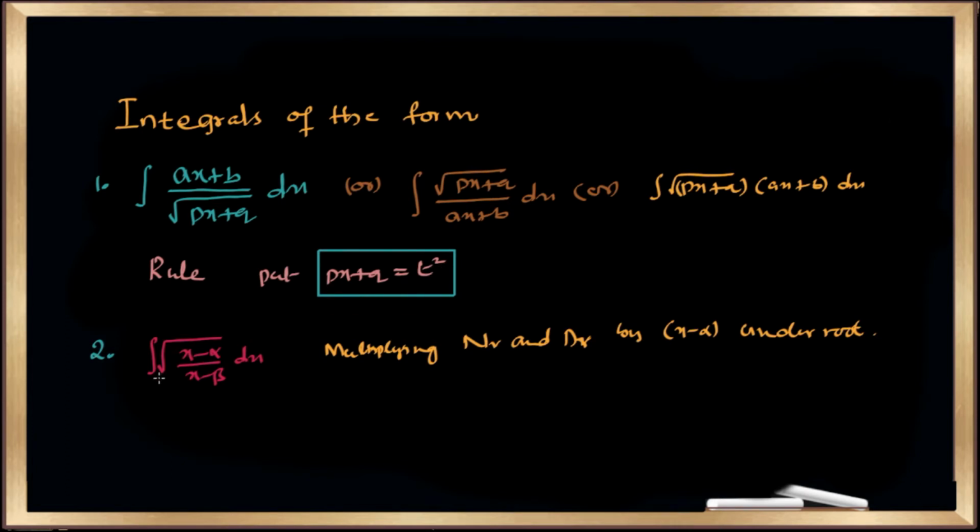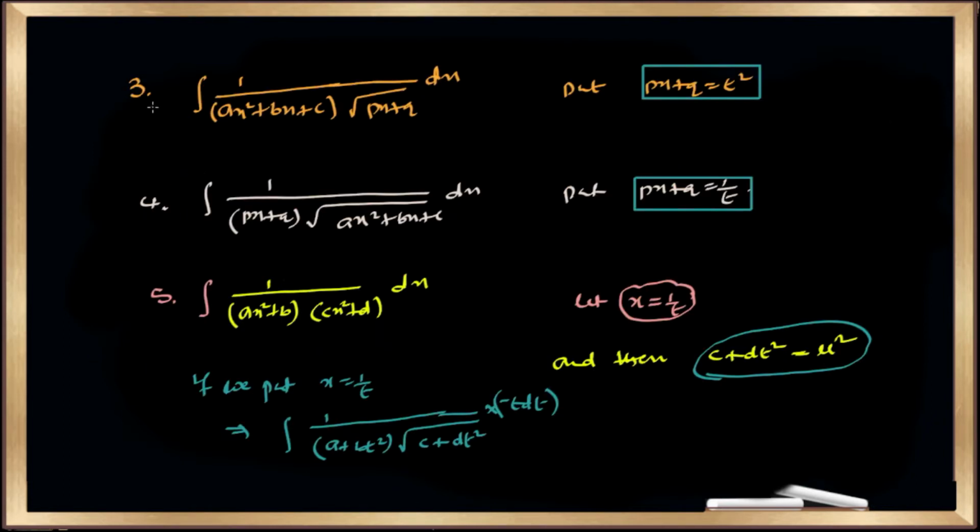Now the second type is integral √(x−α)/(x−β) dx. So multiply the numerator and denominator by √(x−α), then simplify. Now the third type is integral 1/((ax²+bx+c)·√(px+q)). So 1 by quadratic into root over linear. So put linear equals t². Whatever is there in the root, that px+q, we have to take as t².